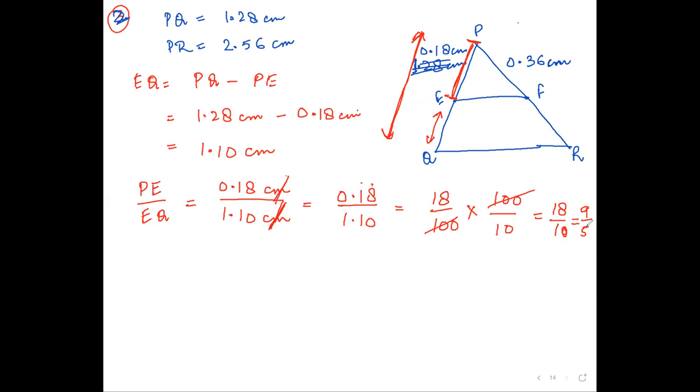Now check the other ratio and send me the calculation similarly. First of all, find the value of FR, then check the ratio PF upon FR. First you find out this side because it is not given. Like this, you have to do. And then check the ratio PF upon FR and send me the calculation right now.